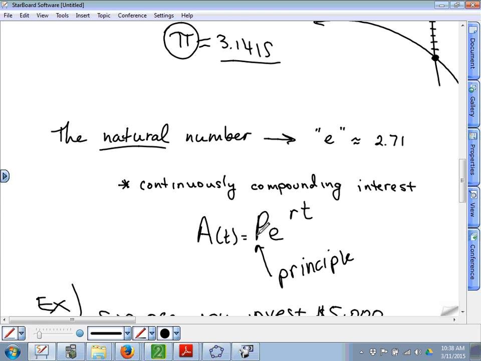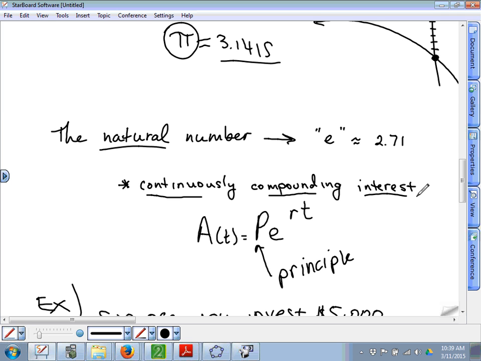You might want to put a box or something around that. I'm not going to tell you what the formula is. You've got to have it memorized. Most students just remember the phrase PERT. PERT. And you use it for continuously compounding interest.